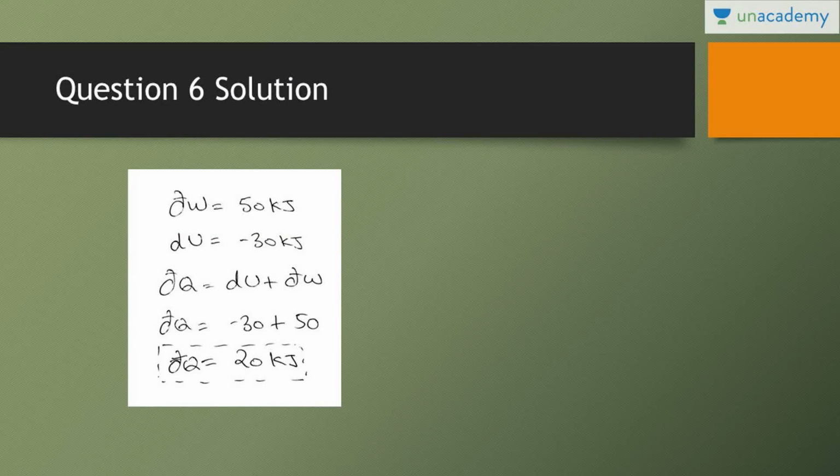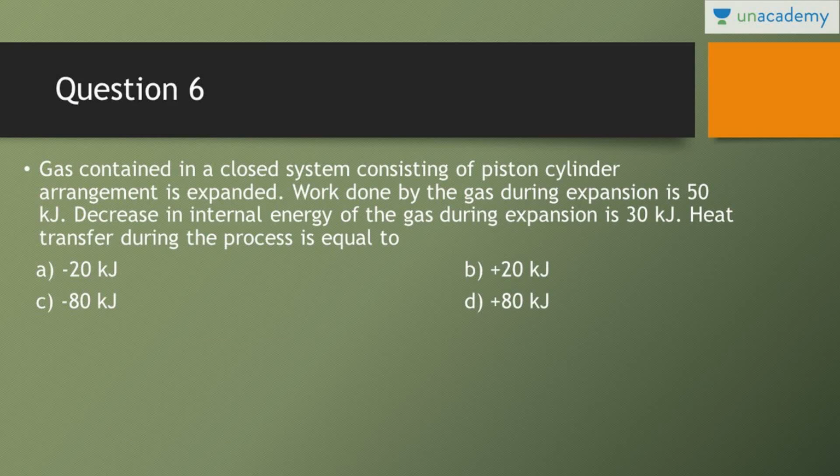Decrease in internal energy during expansion is 30, so it is minus 30. If you use this equation, dq is equal to du plus dw, with dw equal to 50 kilojoule and du equal to minus 30 kilojoule, dq is equal to 20. So the answer for this is 20 kilojoule, that is B. The answer for question number 6 is B.